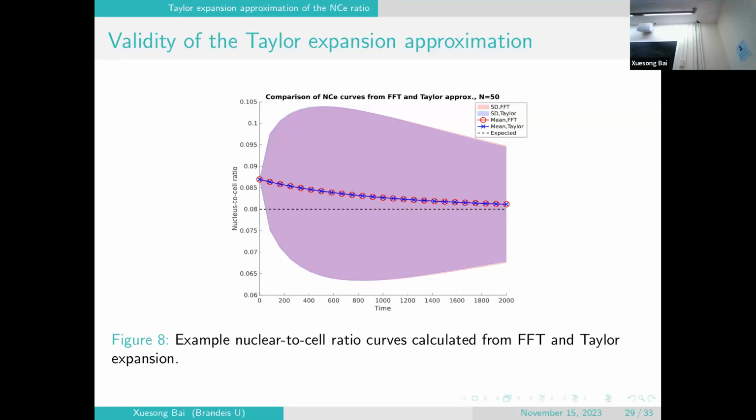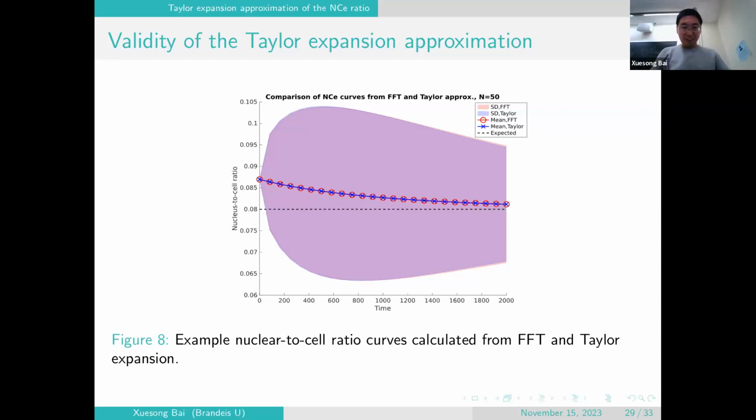If we look at these curves, the mean curve, the red one is from FFT, and the blue one is from this expansion approximation. They agree with each other pretty well. And if you look at the standard deviation, of course the FFT method gives a slightly larger SD, but still, I would say this is a pretty good approximation in our case.